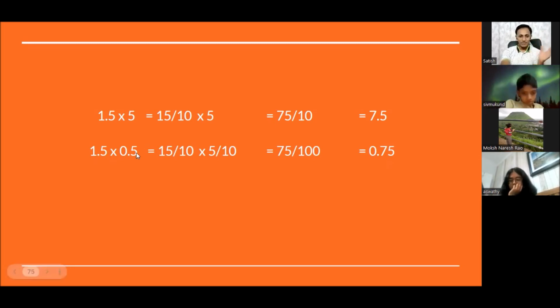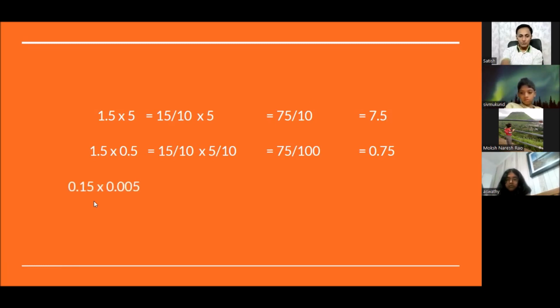1.5 into 0.5, you can straight away multiply 15 into 5. You get 75. And then you see how many numbers are there after the decimal. Here there is 1 after the decimal. Here there is 1 after the decimal. There are 2 after the decimal. You put that here, 2 decimals. Here you see there is only 1 number after the decimal, so you put 1 after the decimal.